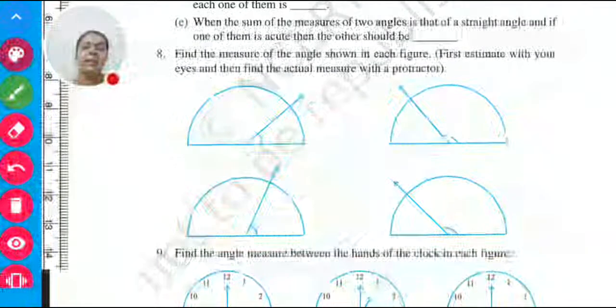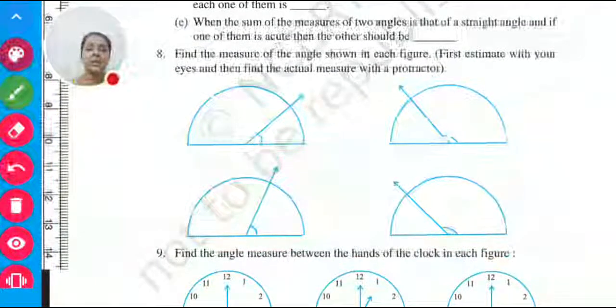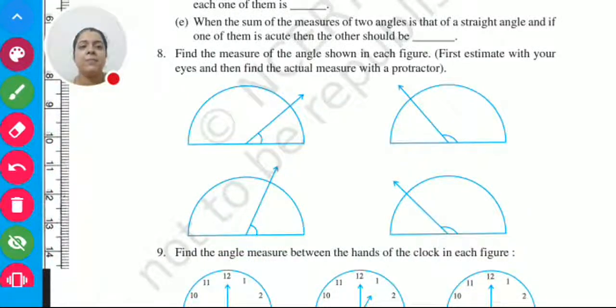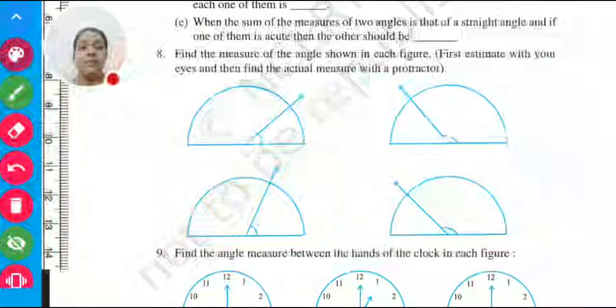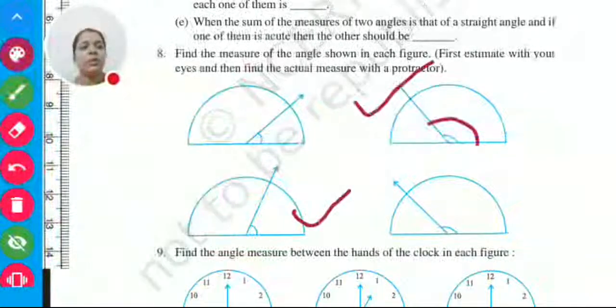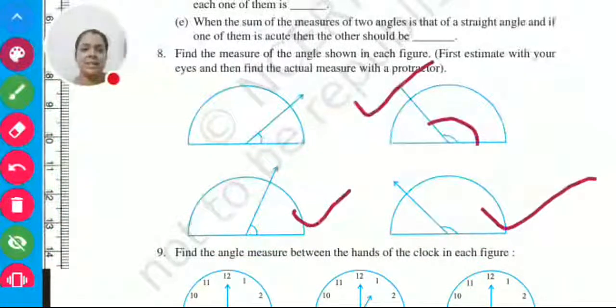Coming to question number 8. Here you just need to find out, means estimating. You have to estimate only. Acute angle with this base. How can you find this base only? So here is the circle made. So this base means it is obtuse, acute, and obtuse.